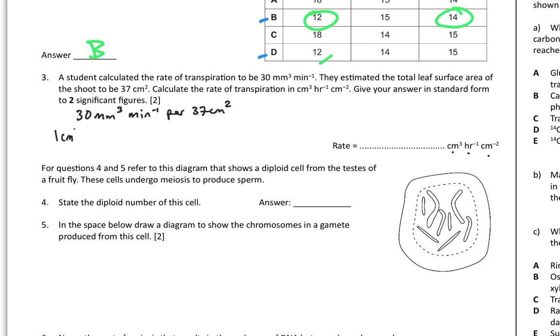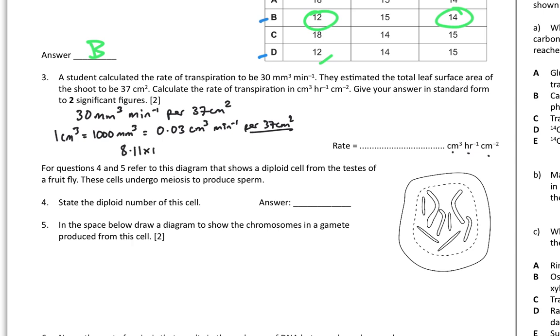So 1 cm cubed is 10 by 10 by 10. 10 times 10 is 100, so that's 1,000 millimeters cubed. So if you divide 30 by 1,000, again, I don't even trust myself, I was chucking in an extra decimal place. So that equals 0.03 centimeters cubed per minute per 37 centimeters squared. Let's get rid of the 37 centimeters squared as well. So I have to divide by 37, because 1 centimeter squared of leaf is going to transpire less than a bigger area of leaf.